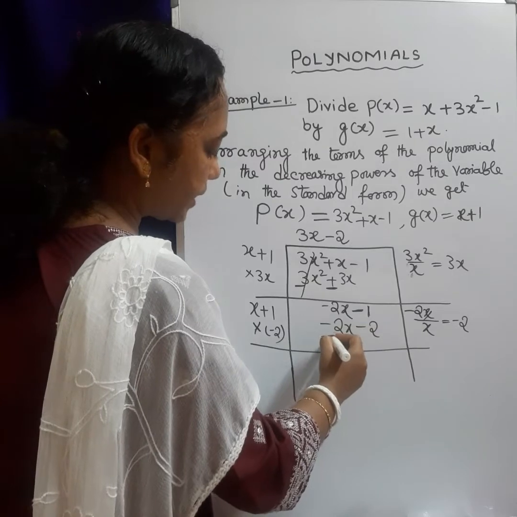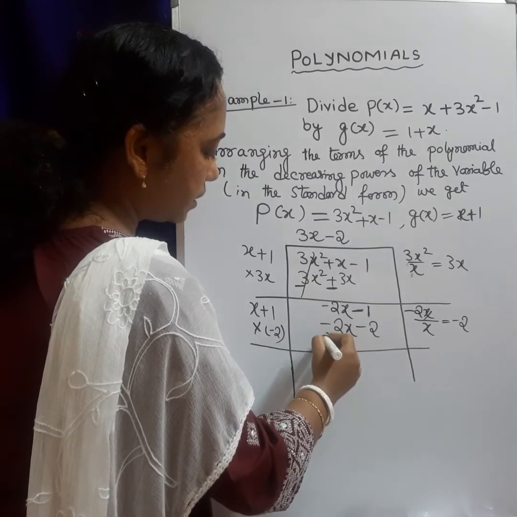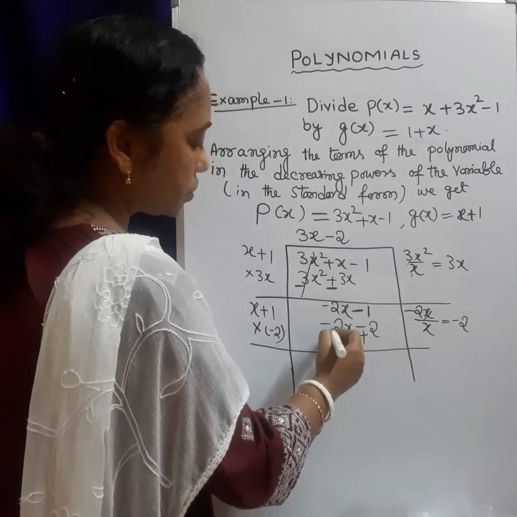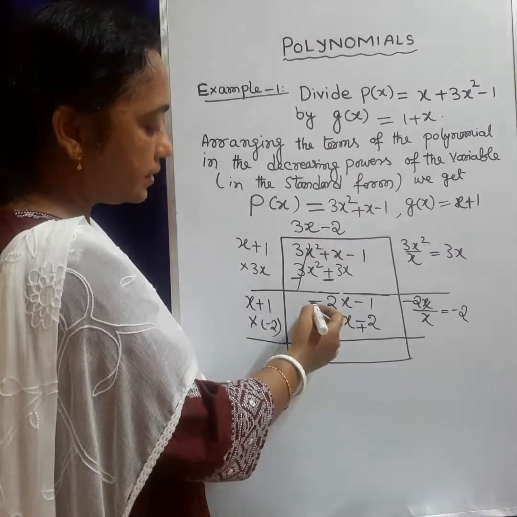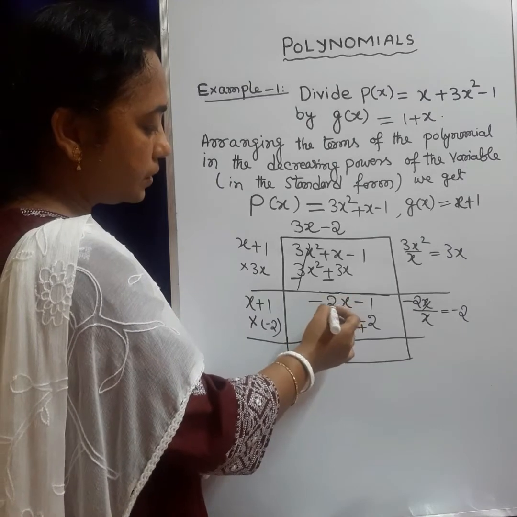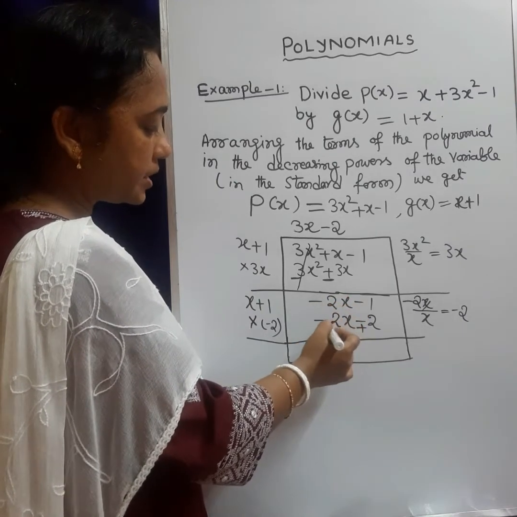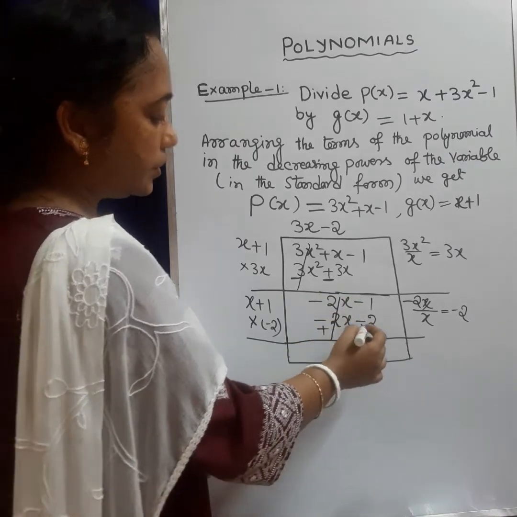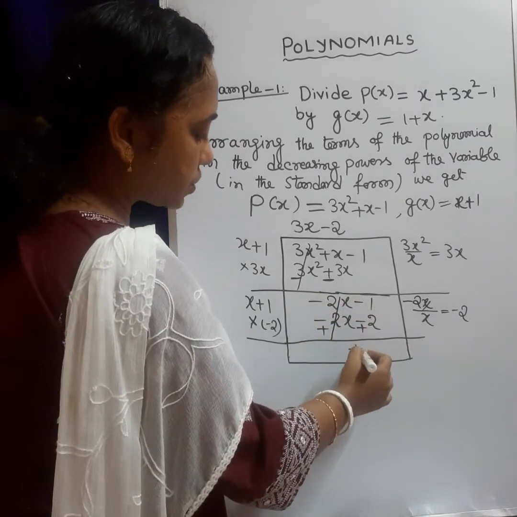Now again we are subtracting, so we change the sign of the terms of the product. So this becomes plus, this is also plus. Now here we can see that the coefficient of x is minus 2 and here it is plus 2. So both are opposite in sign, so they will cancel out, and here plus 2 minus 1 becomes plus 1.